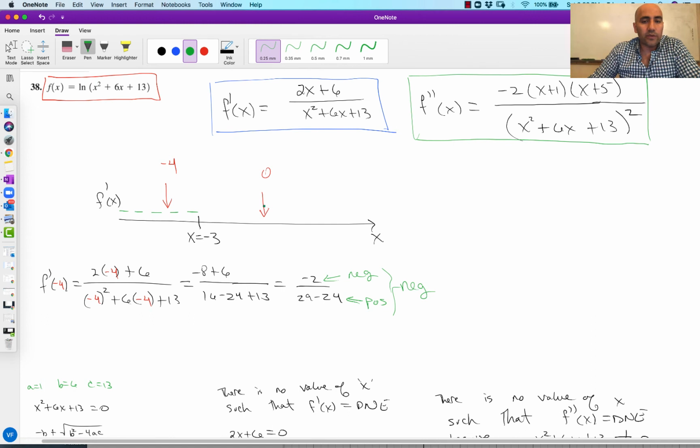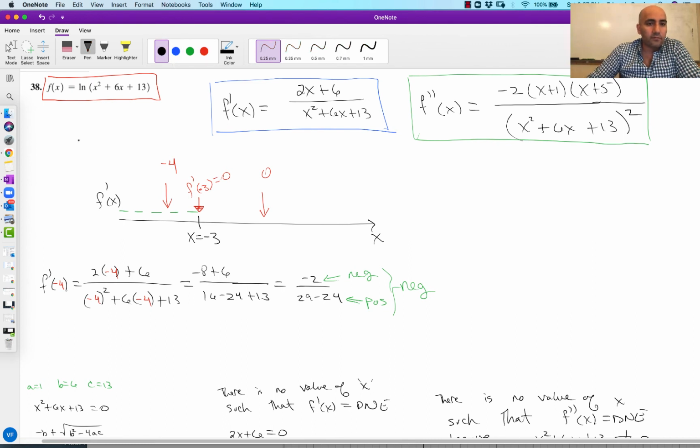And next, we figure out this one. Now, -3 was where it was 0, right? So let me write that down. So f prime of -3 equals 0 there. That's how we got the -3. There was no place where the derivative was undefined. It was just the value where it equals 0. Okay, so now let's figure out this test point.